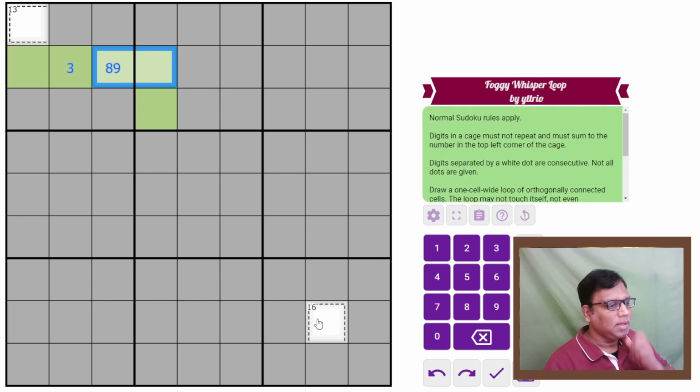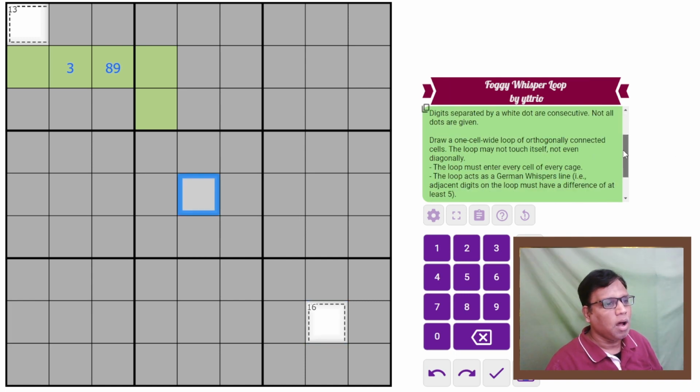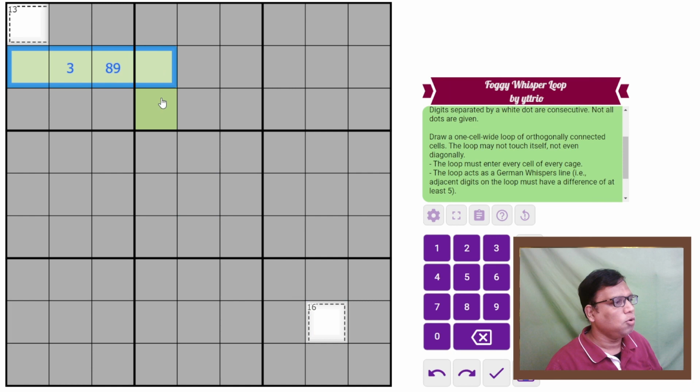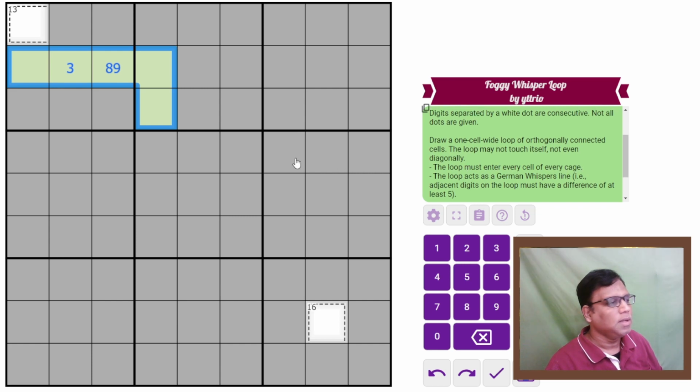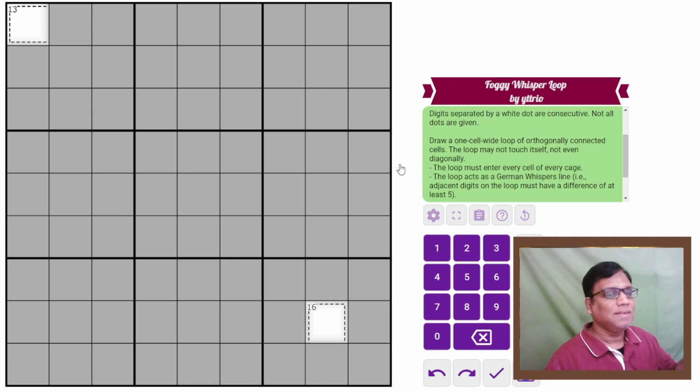So basically, cages are there, then there will be some white dots for consecutive digits, and then we need to have a loop. Oh, the loop must enter every cell of every cage. I didn't read this. That means these cages must be covered by the loop. Okay, I understood. We'll see as and when we go.